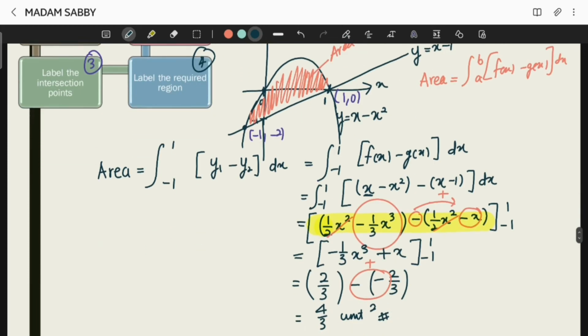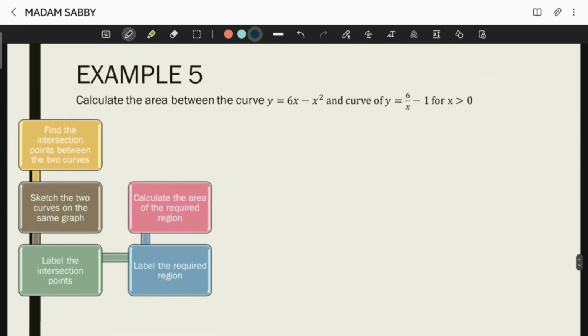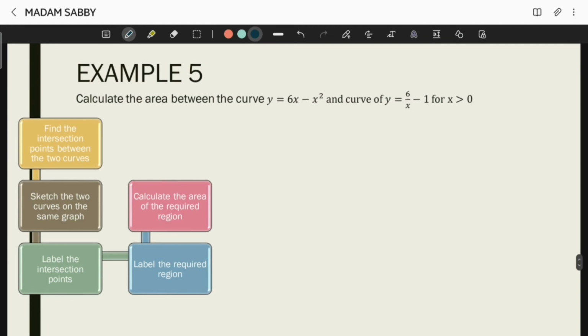Okay, so let's move to the final example of this video, which is example 5. In this example 5, you are given two different functions: y equals 6x minus x squared, and another curve, y equals 6 over x minus 1. The curve y equals 6 over x minus 1 is a rational function.